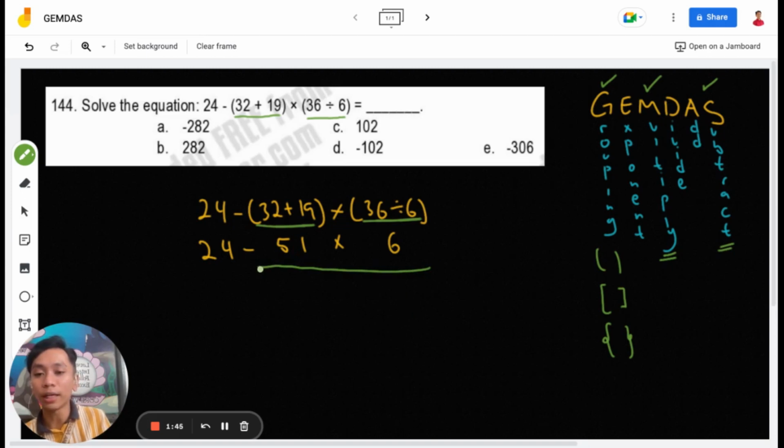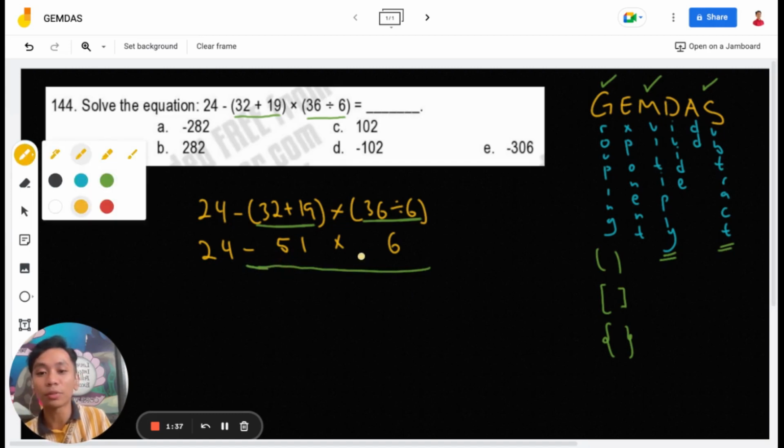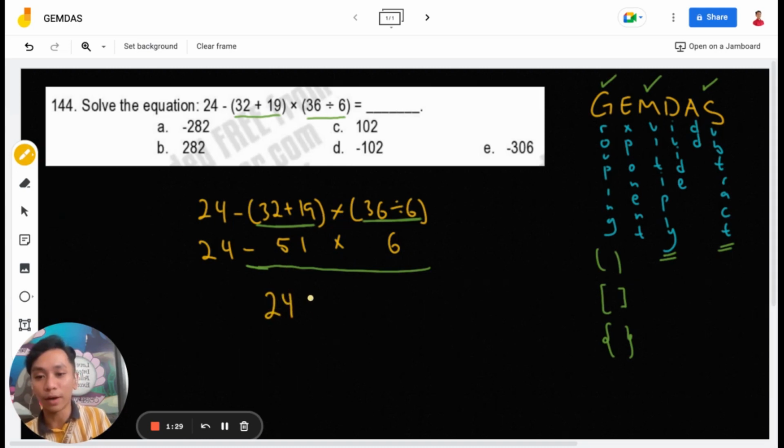At sinadya kong guhitan maging hanggang dito sa minus sign para malaman natin na yung 51 is actually negative. And the negative number multiplied by a positive number will give you a negative product. So meron kang 24 minus, ano man ang sagot ng 51 times 6. You can go ahead and do that. Doon natin dito sa side. Multiplied by 6. 6 multiplied by 1 is 6. 6 times 5, you have 30. So 306 yan. Now meron kang 24 minus 306.